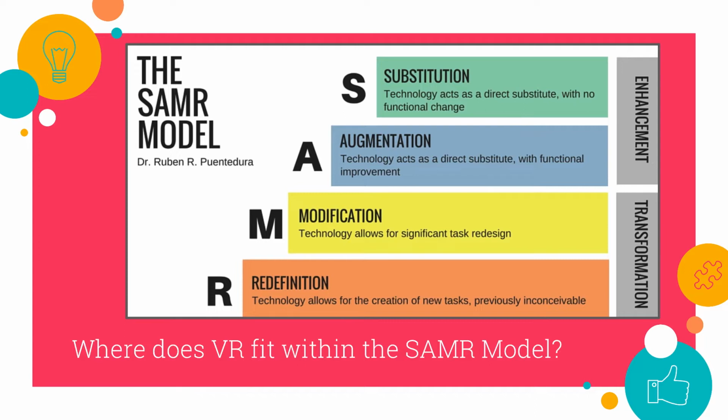Going ahead to modification, technology allows for significant task redesign. So this is doing a task, and technology is so crucial to that task that it actually redesigns and modifies that experience for the students because of the technology that they're using. Modification is also, you can see on the right-hand side of this graphic, the beginning of those transformational learning opportunities for students as opposed to simple enhancement.